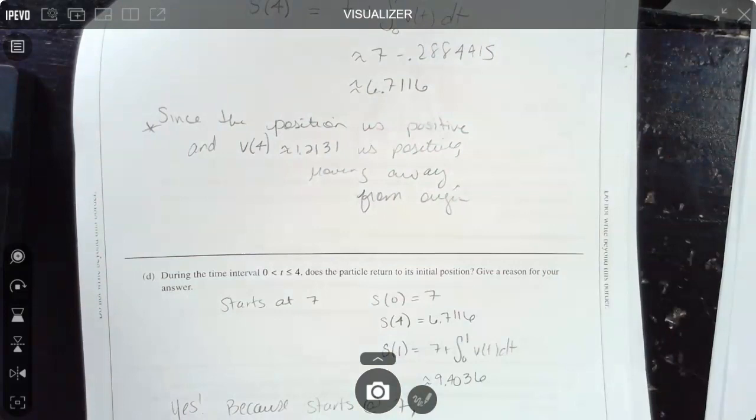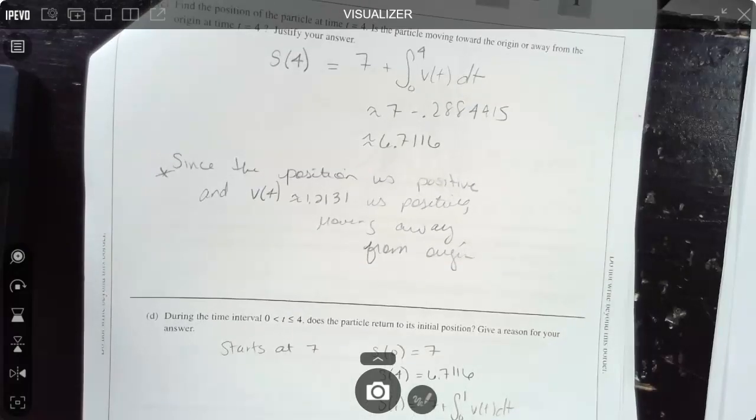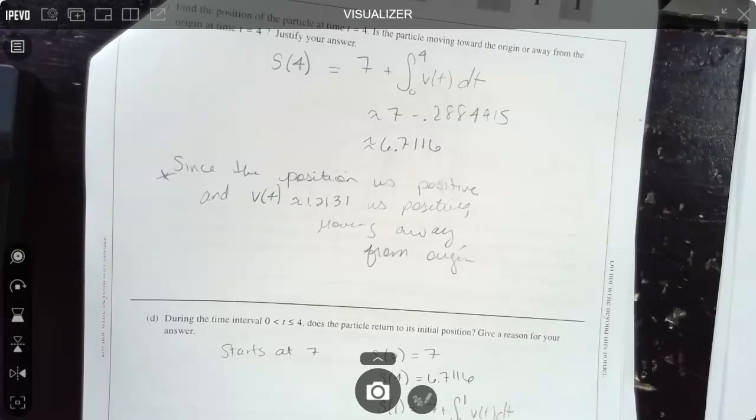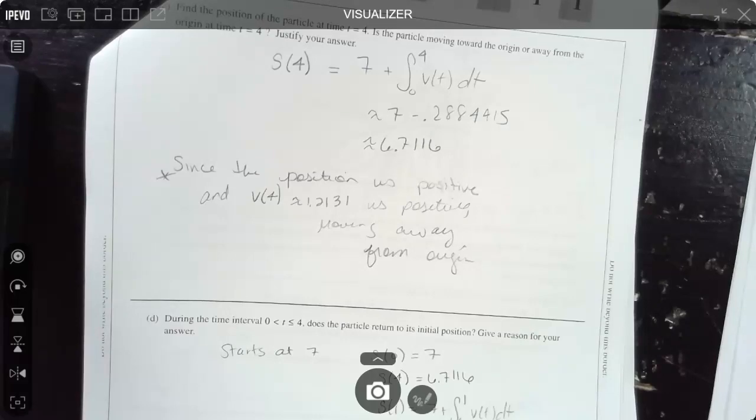Then the last is the justification, and that's usually the hardest part. But since the position is positive and the velocity is positive, then I'm moving away from the origin. I must have missed that because there's an asterisk, right. Let's see what they put. They put, their justification is the particle is moving away from the origin because x of 4 is bigger than 0 and v of 4 is bigger than 0.